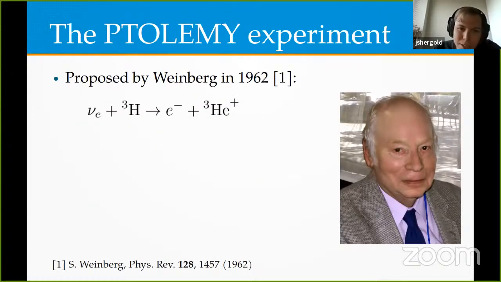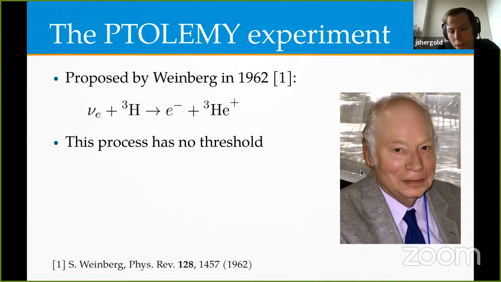So this is based on a process proposed by Weinberg back in 1962, as all good things in physics are, where you take some neutrino from the CNUB, you capture it on a tritium atom, which gives an electron in the final state and a helium-3 ion. And the idea is that you measure the energy of this electron with extreme precision, which I'll show you in just a second exactly how that works.